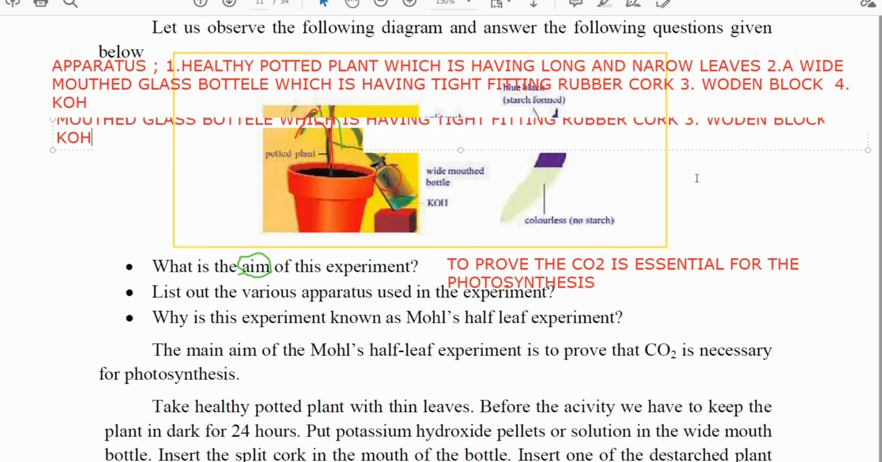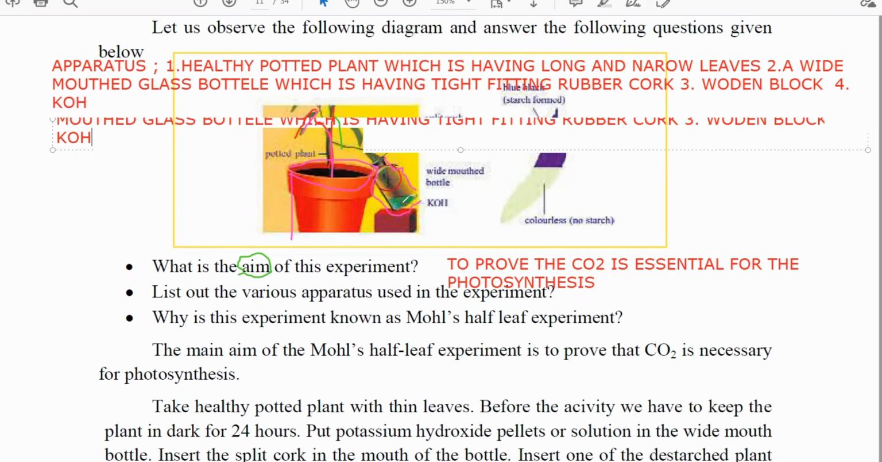So you can see here, number one, a healthy potted plant which has long and narrow leaves. Number two, a wide mouthed glass bottle which has a tight fitting rubber cork. Now here I will show you. A healthy potted plant we have taken, which has long and narrow leaves, as I already explained, and a wide mouthed glass bottle with a tight fitting rubber cork.